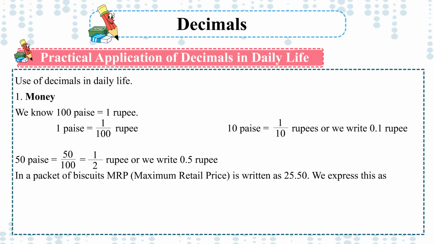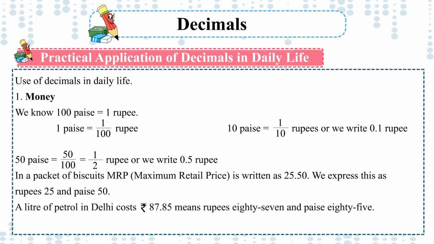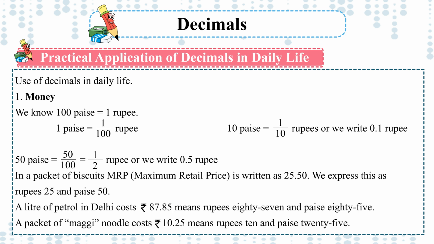In a packet of biscuits, MRP, maximum retail price, is written as 25.50. We express this as rupees 25 and paise 50. A litre of petrol in Delhi costs rupees 87.85, means rupees 87 and paise 85. A packet of Maggi noodle costs rupees 10.25, means rupees 10 and paise 25.